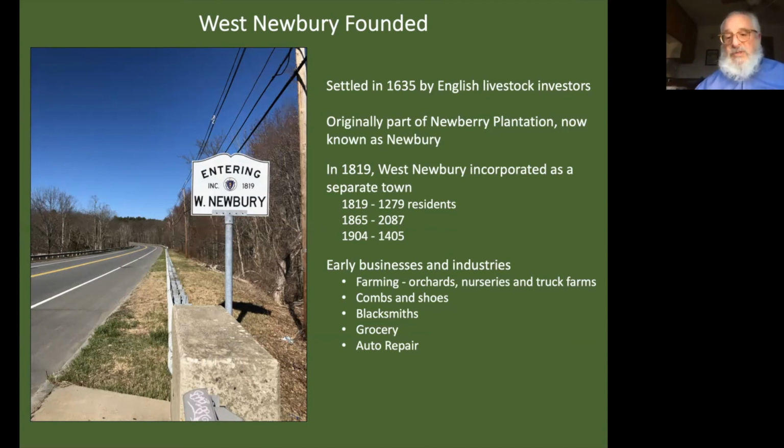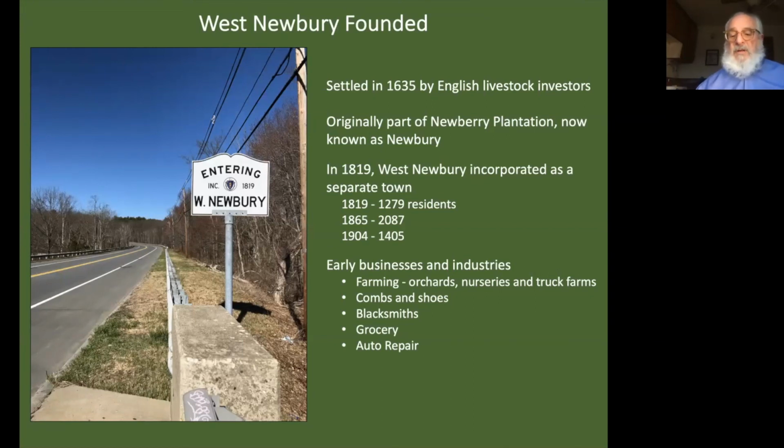And what was here in terms of people's livelihoods? Farming. That was the big one. Orchards, nurseries, and truck farms. There were other industries in town, but the major landscape feature and the major occupation, in terms of land use, was farming.